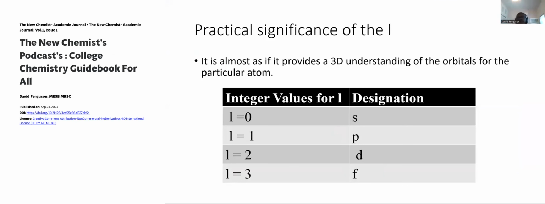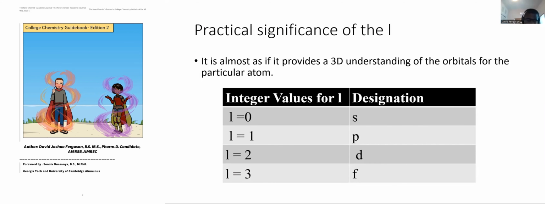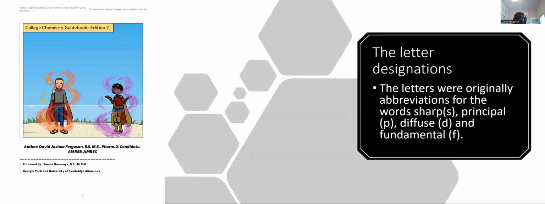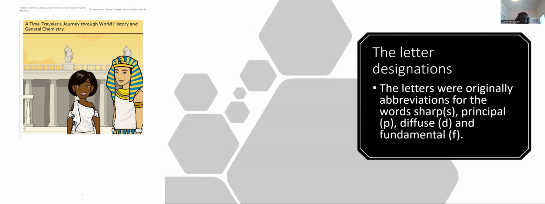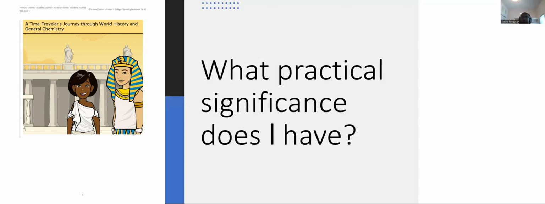So L equals 0 is designated as S, L equals 1 is designated as P, L equals 2 is designated as D, L equals 3 is designated as F. The letter designations, as I said earlier, were originally abbreviations from the words sharp, principal, diffuse, and fundamental. So what practical significance does L have?